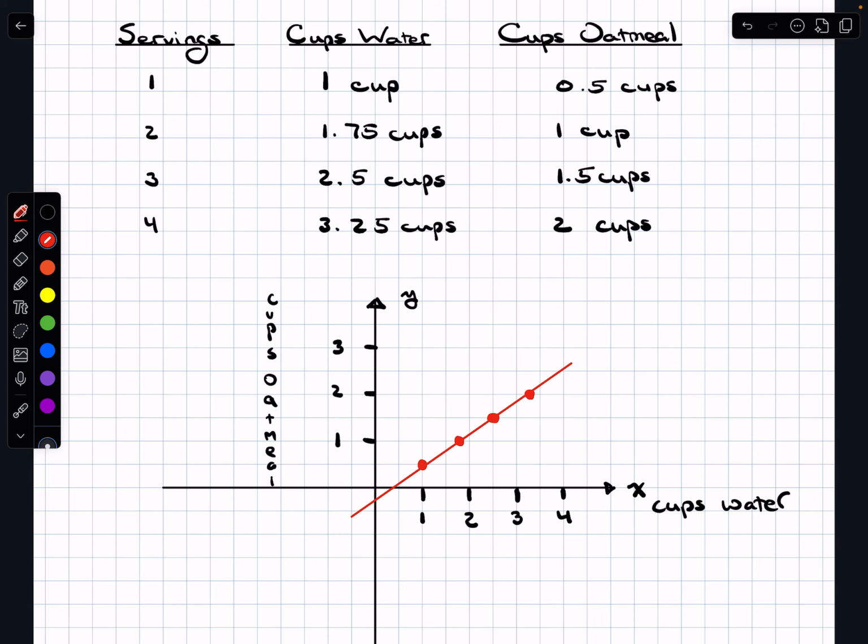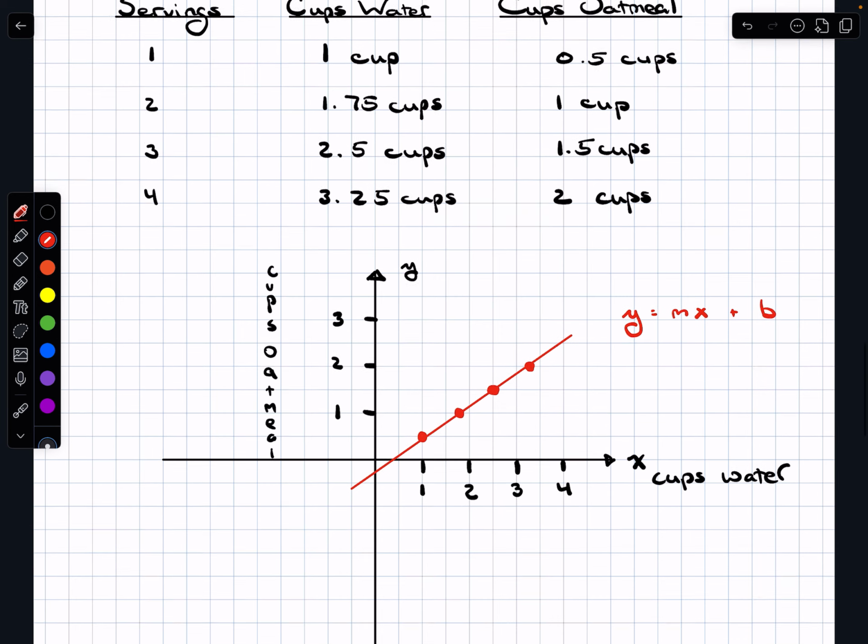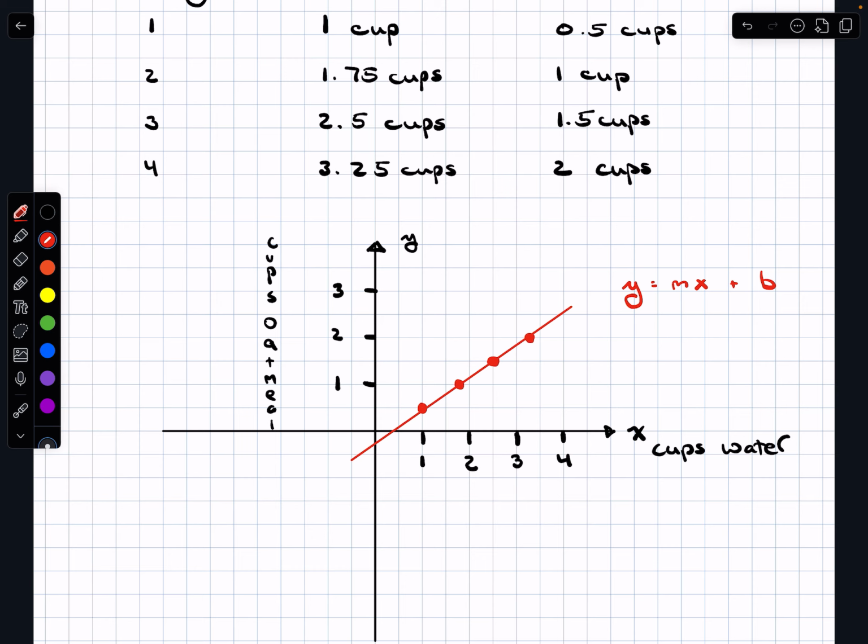So now what do we do? Well, we want to figure out what the equation is for this line. We want to figure out y equals mx plus b for this line. Once we know that equation, we can use it for any amount of oatmeal or any amount of water that we need to make ourselves breakfast or whatever. So let's first figure out what the slope of this line is.